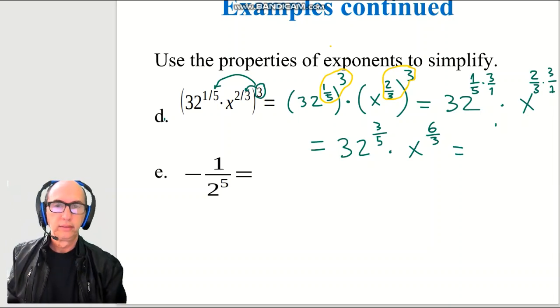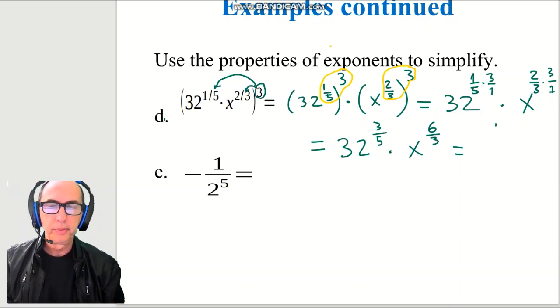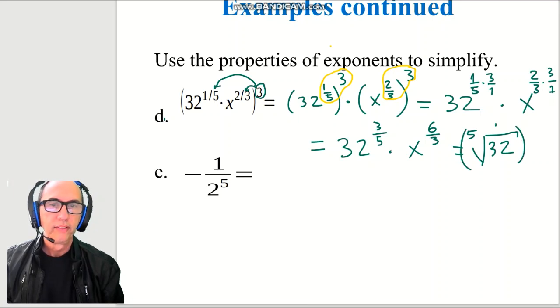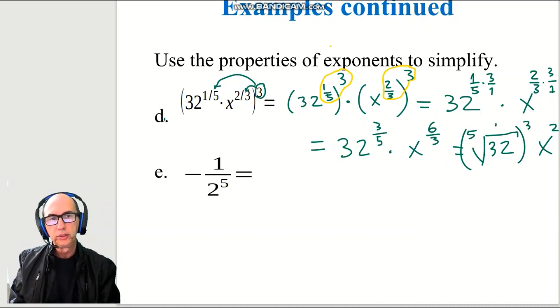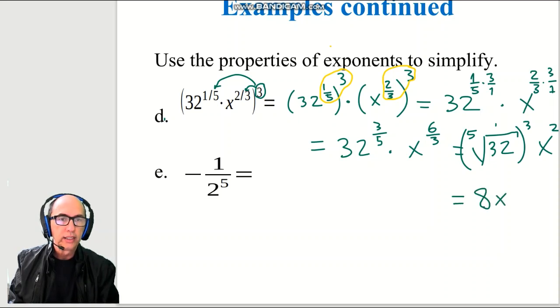And keep simplifying if possible, because we know the fifth root of 32, this to the power of 3, and x to the 6 divided by 3, x squared. 6 divided by 3 is 2. The fifth root of 32 is 2, to the power of 3 is 8. Final answer, 8x squared.